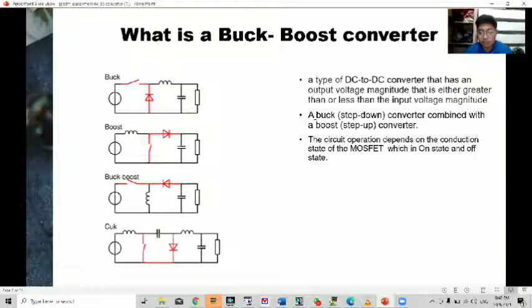And a buck boost, we know that a buck is a step down converter, and this buck boost converter combines two converters in one. Boost is for the step up converter and buck is for the step down converter. Next, the circuit operation depends on the state of the MOSFET, which is either on state or off state.